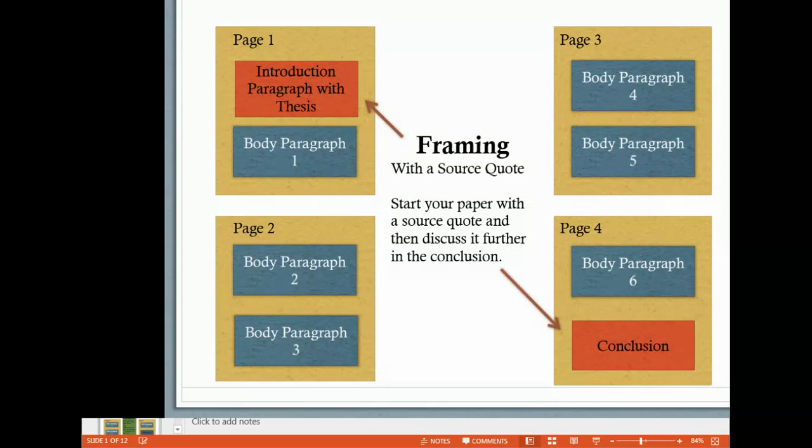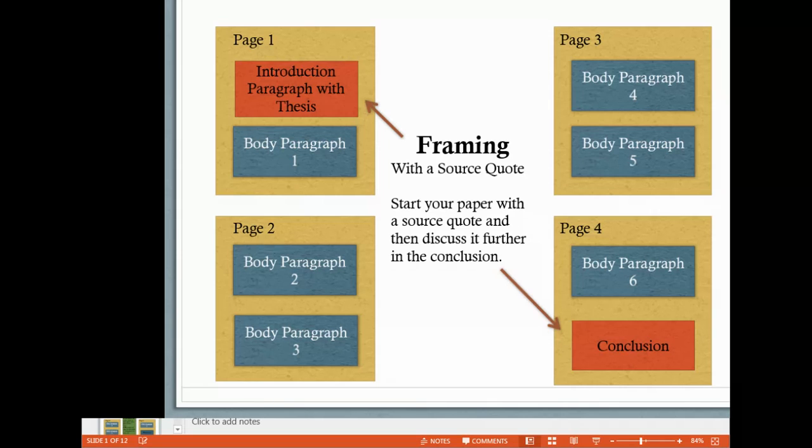Okay, framing is a lot like how a picture frame works. So it's a way of starting your paper with a thought and finishing up your paper with a reference to that initial thought. One super traditional way to do that is to use a source quote as your attention getter in your introduction paragraph, and then to come back to a further analysis of that quote in your conclusion. It gives this lovely wrap up feeling when you come back to where you started.